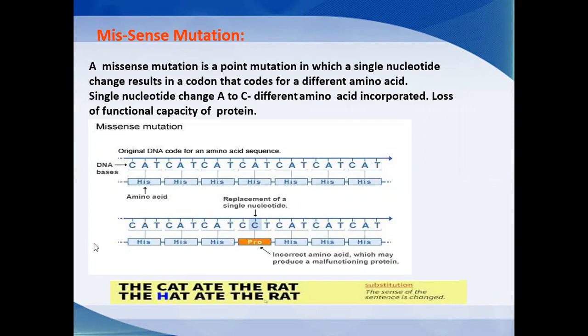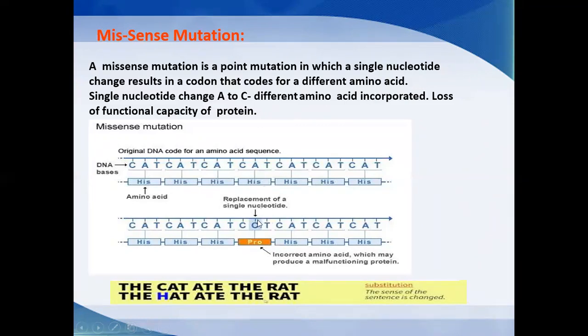A missense mutation is a point mutation in which a single nucleotide change results in a codon that codes for a different amino acid. Here we can see CAT is a continuous nucleotide sequence present in the DNA molecule. This nucleotide sequence recognizes histidine. Here you can observe that A is replaced with C. The CAT sequence is transcribed into a codon, and that codon recognizes histidine.